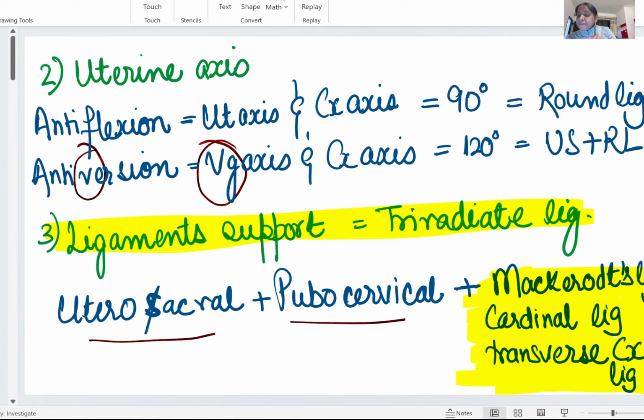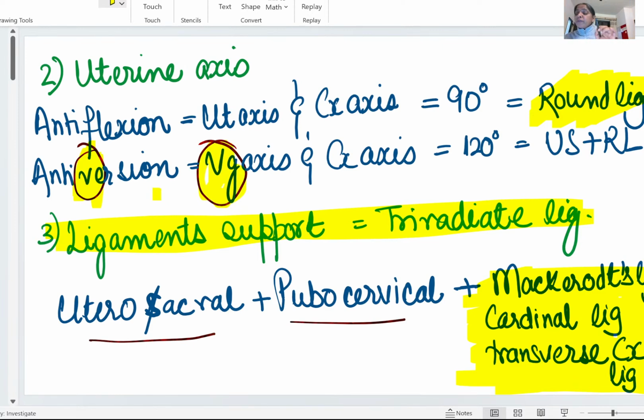So the angle between the uterine axis and the cervical axis is known as which angle? Anteflexion angle. This is a last year NEET PG question, and a last three years PYQ: which ligament is maintaining anteflexion? It is the round ligament. Anteversion means the angle between the cervix and the vagina. V for version, V for vagina. The cervix is common to both.